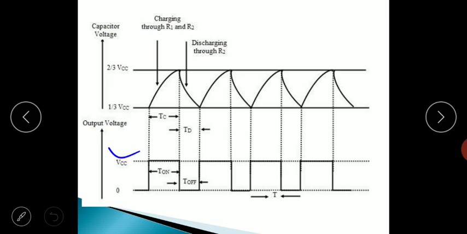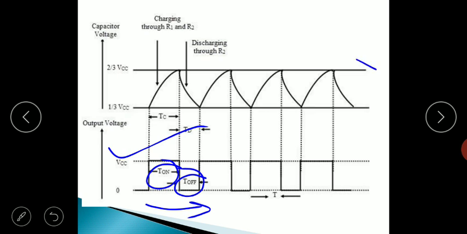These are the waveforms that we get at the output of the timer as well as across the capacitor. This is the output waveform which we get at pin number 3. Here you can see that it is basically a high-low signal which remains on for a certain time, which we can denote as T on, and this is called T off, and the entire T on plus T off is called the time period T of the generated waveform by the astable multivibrator.